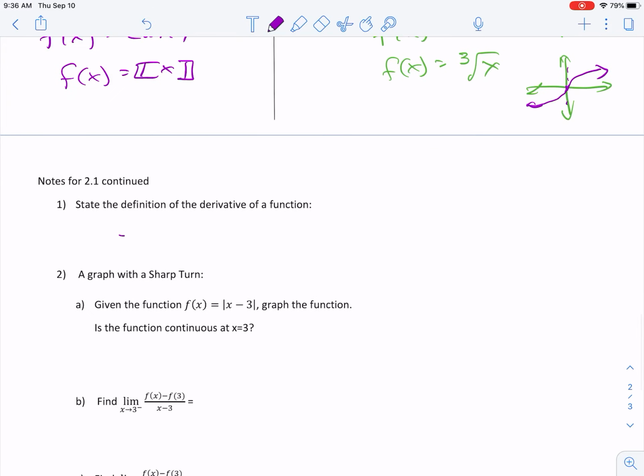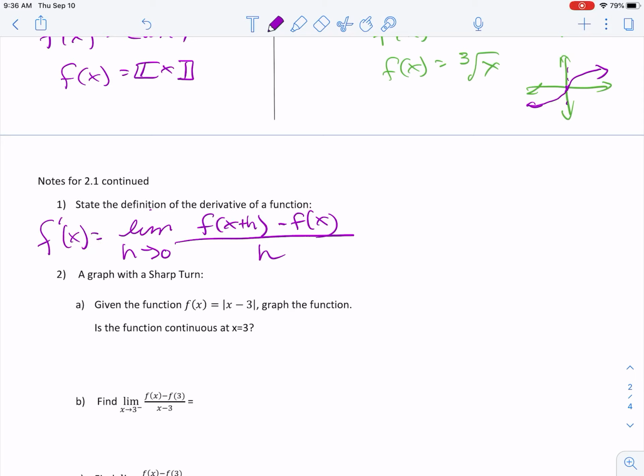So let's start with a refresher. The limit as h goes to 0 of f of x plus h minus f of x over h. That's the definition. And you have to write the whole thing out. We usually only ask you to do it once because it's a pain in the butt.